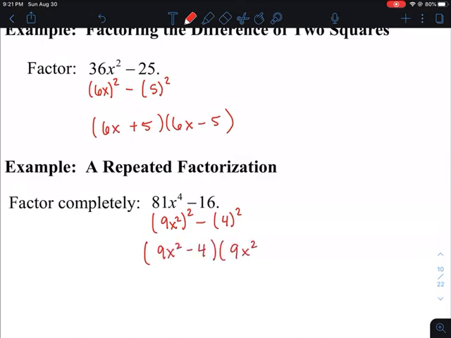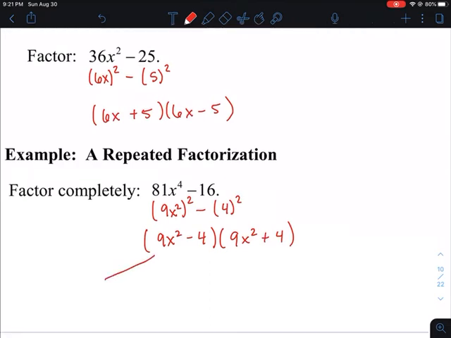So that means we have a 9x squared minus 4 and a 9x squared plus 4. Whichever order you want to go in, it doesn't really matter. One's plus and one's minus. Now, before I move on, I need to make sure that's simplified. Remember I said if you have an x squared, always double check it. Well, this first one over here has that x squared and it has that minus sign, which means we get to do this all over again.